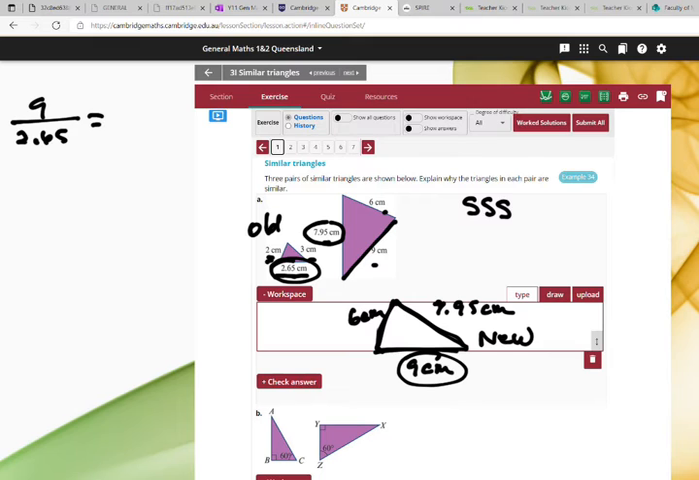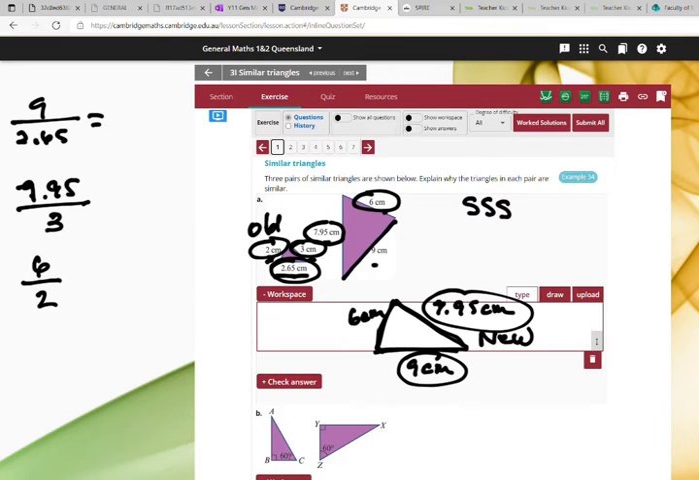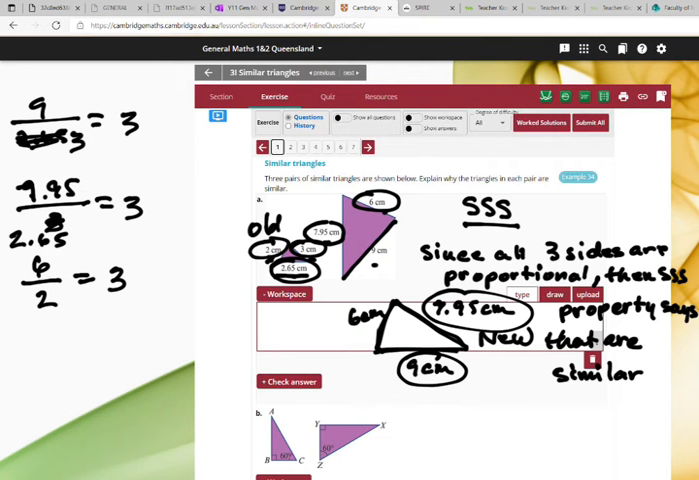All right? Then the next biggest sides, we'll compare those. 7.95 over the 3. And then the 6 to the 2. Okay? Now, let's divide those out. So since we got the same exact scaling factor, we know that those two things are similar. Okay?